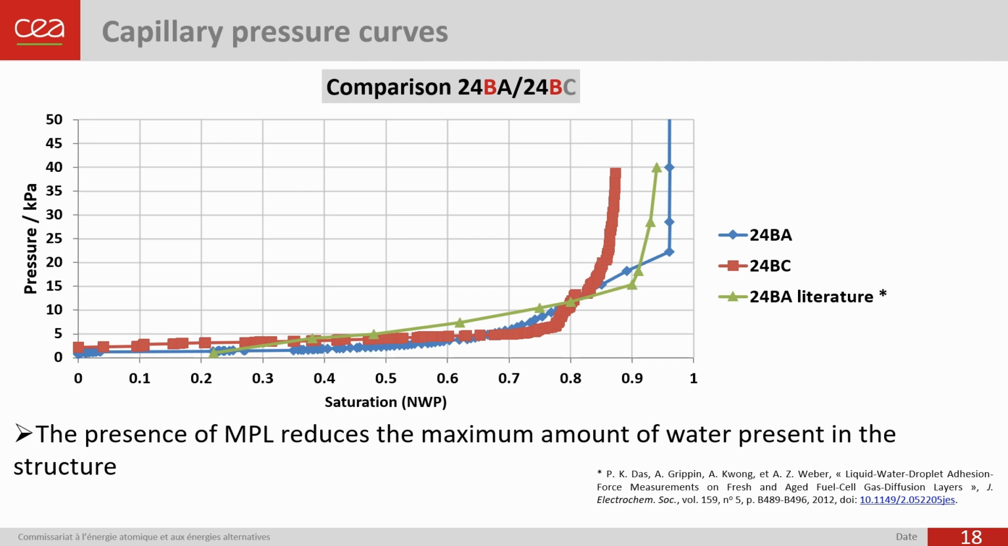And also we can compare the 24BA curve with a literature curve, which is quite close. So this validates the values obtained by GeoDict. Something to be noticed is that the capillary pressure curves are easier to obtain via GeoDict than by doing an experiment.